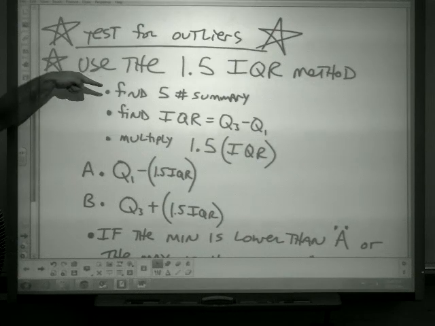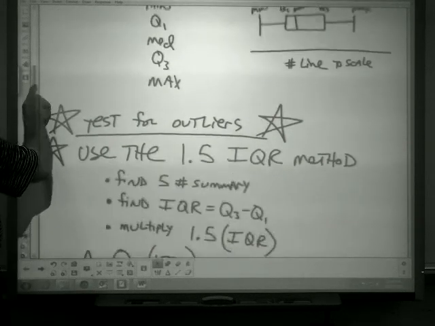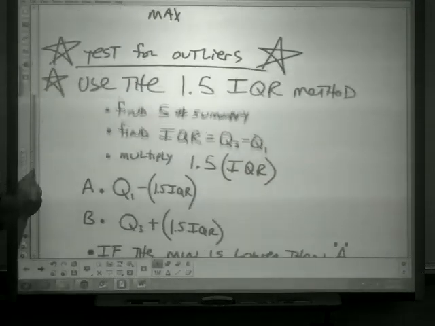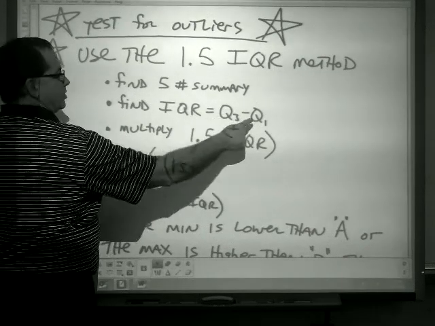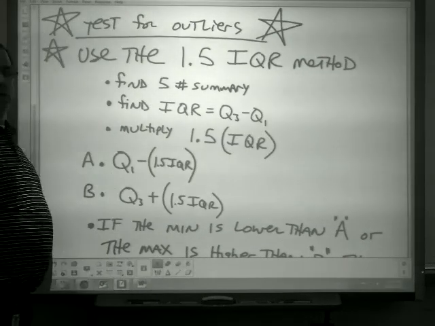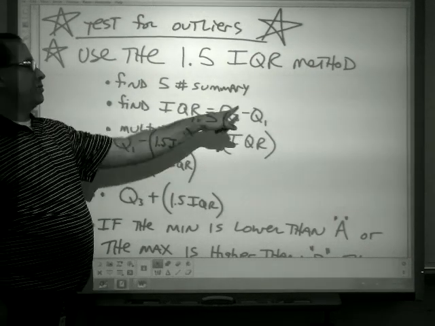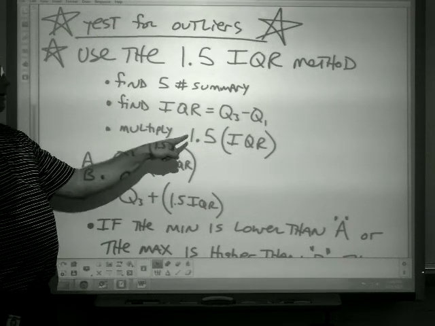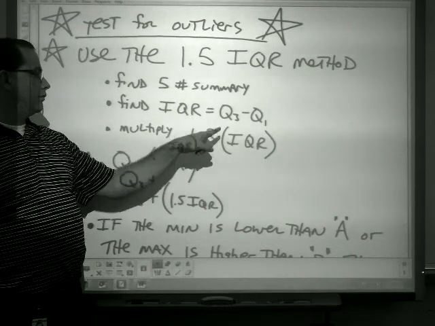So what do you do? You find the 5-number summary, which is what we just talked about up here. Find the interquartile range, IQR, which is the range of the quartiles, Q3 minus Q1. That's kind of new for you, but IQR is the difference between the quartiles. Multiply that value by 1.5. So whatever this is, multiply it by 1.5.